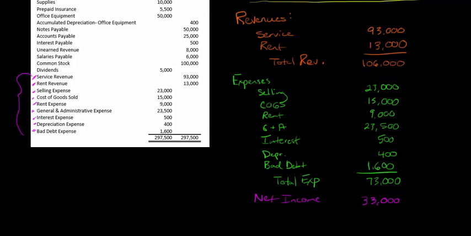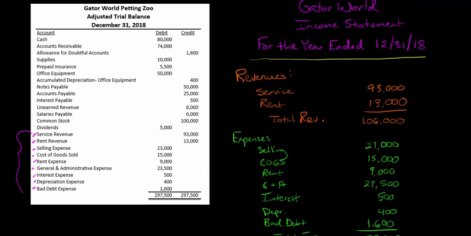Now, in the next video, we're going to talk about how we can put together a multi-step income statement, which is a little more informative, where we break down into operating expenses and different types of expenses. Are they recurring? Are they not recurring? So we can give more information to investors and creditors who are looking at the financial statements.